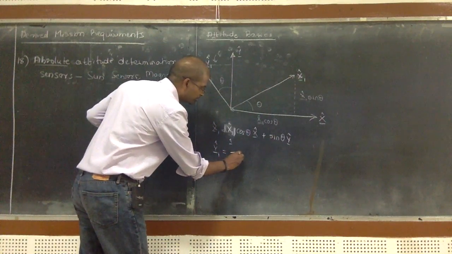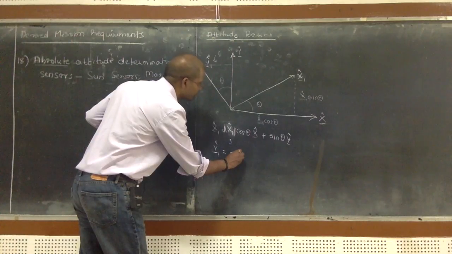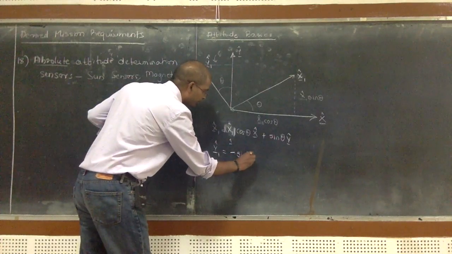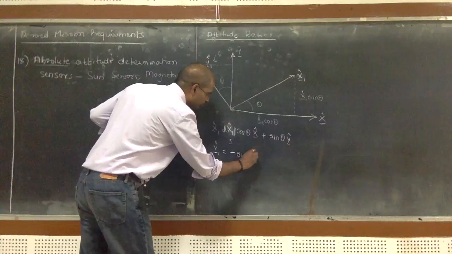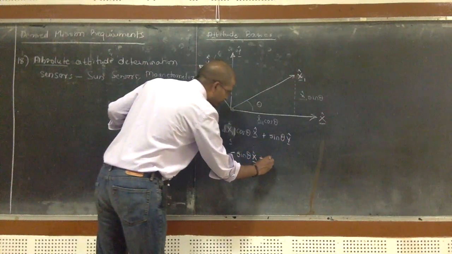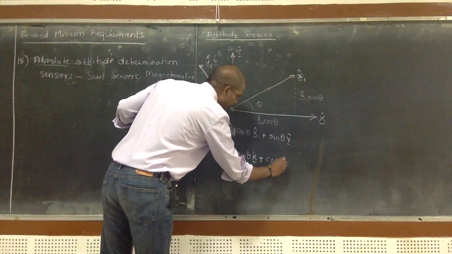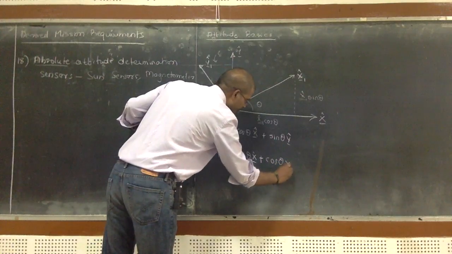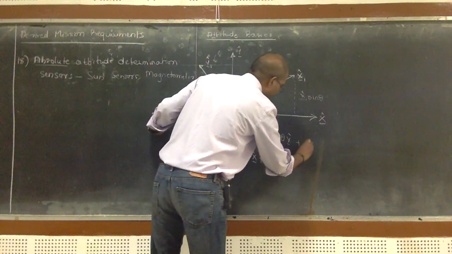How do I write y1? Minus sine theta in x, plus cosine theta in y. Can I write this as well?